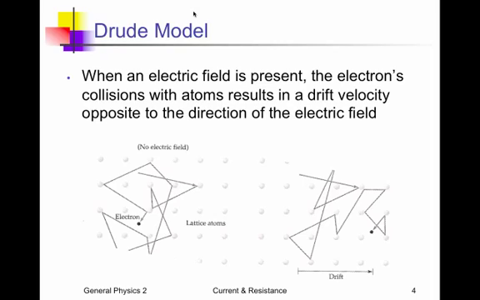So if we compare that to what happens when we apply an electric field, if we're starting here and we're bouncing around, which is slowing us down, but we're also moving to the right, we're drifting to the right. And that's caused by the push, or the force, that the electron feels from that electric field.